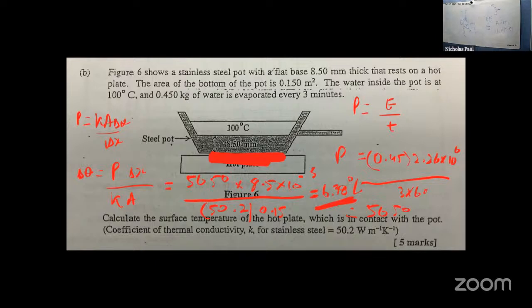Which one? Power is 5650 multiplied by the thickness, which is 8.5 by 10 to the minus 3, divided by K, which is 50.2, and the area is 0.15.